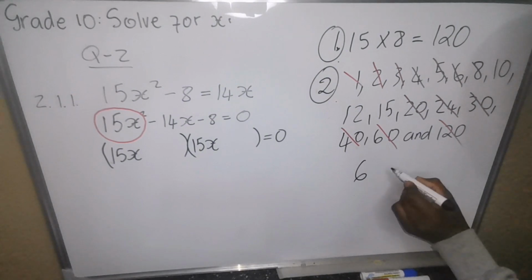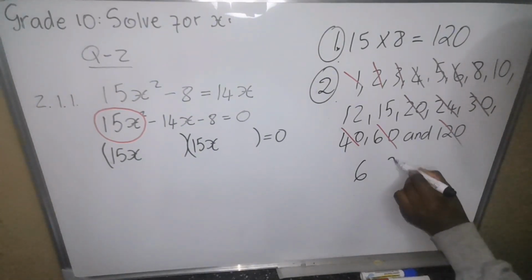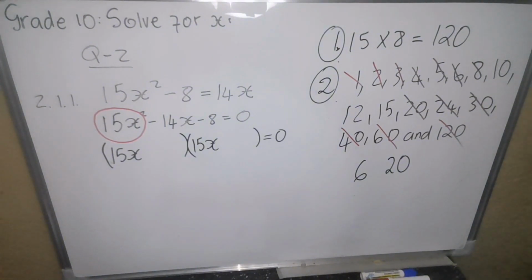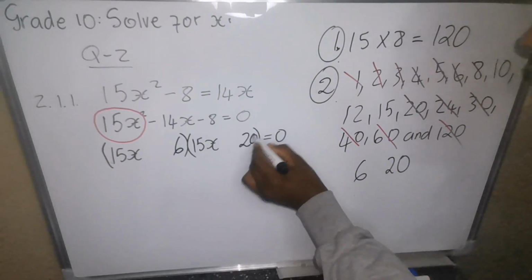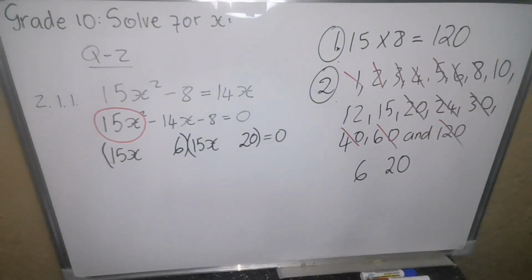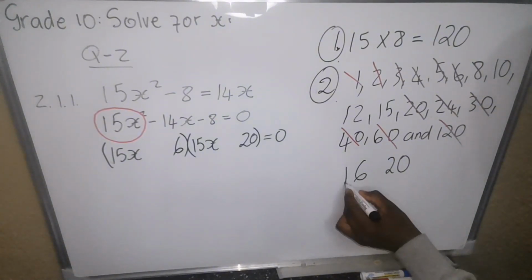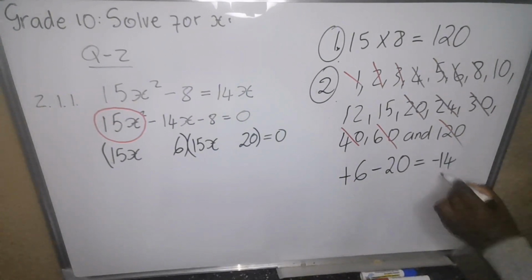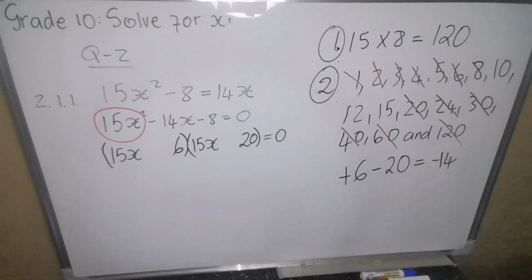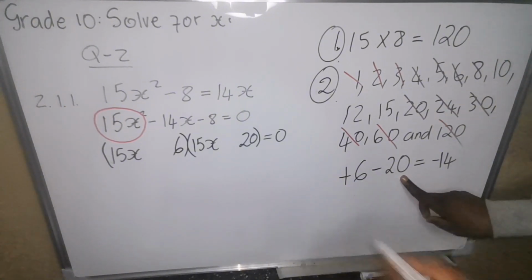Now you're going to put this 6 and 20 in the brackets. Our problem is going to be the signs: when you combine them, they must give you negative 14. Positive 6 minus 20 is negative 14, or negative 20 plus 6 is negative 14. So 6 is going to carry the positive sign, and 20 is going to carry the negative sign.